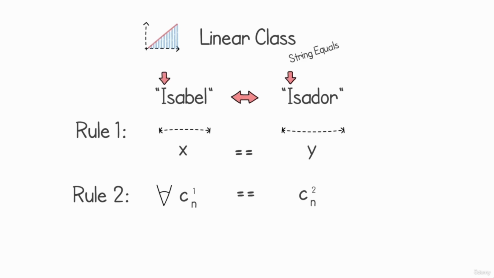So we start from the first character, which is the letter I. It is equal, so we move on to the next. S is also equal. We move on to the next. A, again, it's equal, so we move on to the next. And now we have B and D, which are not equal. So here we fail this check and we return false.